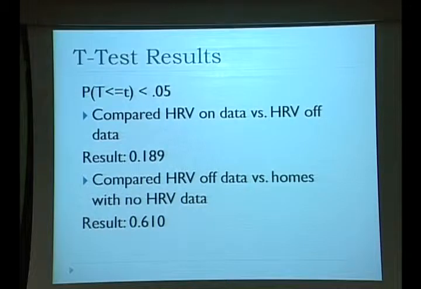We performed a t-test on two aspects of the data to find out if the information was viable. Results at or below our chosen alpha of 0.05 mean we can draw conclusions from the data. When we compare the heat recovery ventilator on data against the homes with the heat recovery ventilator off data, our result was 0.189. When we compared our heat recovery ventilator off data against homes with no heat recovery ventilator, our result was 0.61.